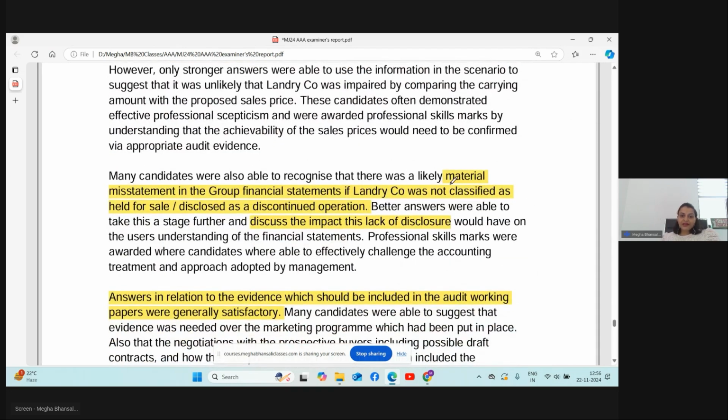Then it says many candidates were likely to recognize that there was a likely material misstatement in the group financial statements if Laundry Co was not classified as held for sale or discontinued operation, and this impact was lack of disclosures. So this is the impact, and that's why my audit report has to be changed.